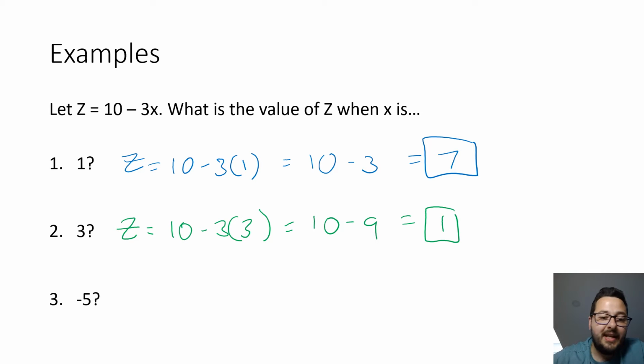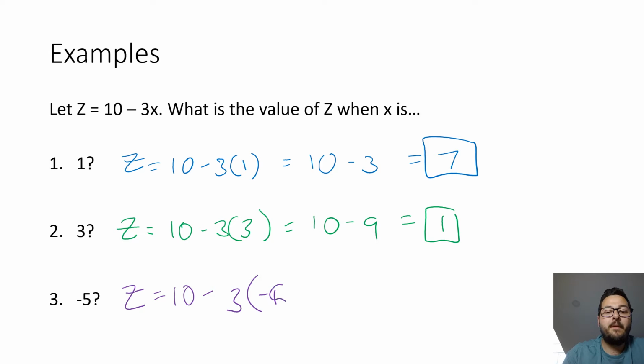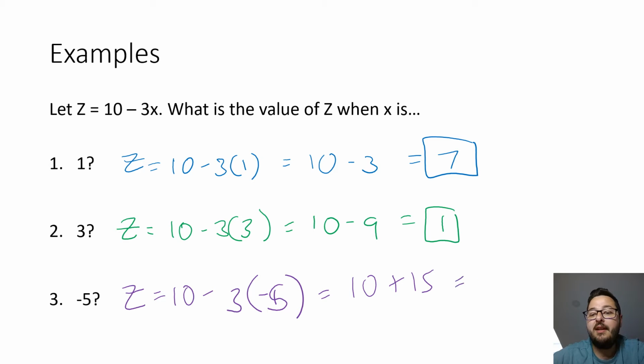And then number 3, we want to put in minus 5. So z is going to be 10 minus 3 times minus 5. And then we end up with 10, now minus 3 times minus 5 is plus 15. And 10 plus 15 is 25. Okay.